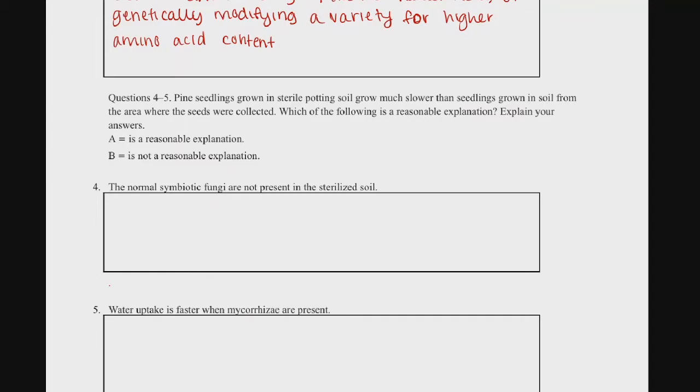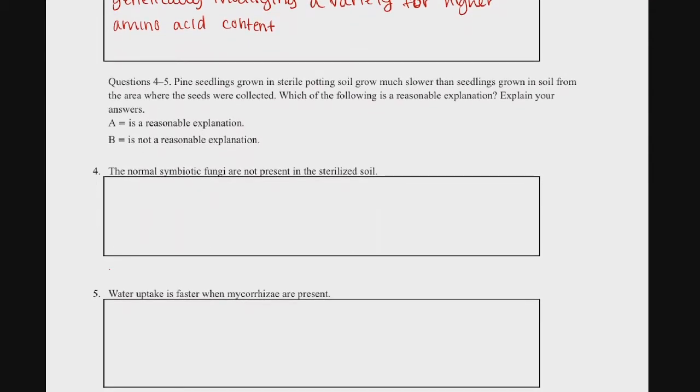Okay, cool. So, questions 4 to 5. Pine seedlings grown in sterile potting soil grow much slower than seedlings grown in soil from the area where the seeds were collected. Which of the following is a reasonable explanation? Explain your answers.